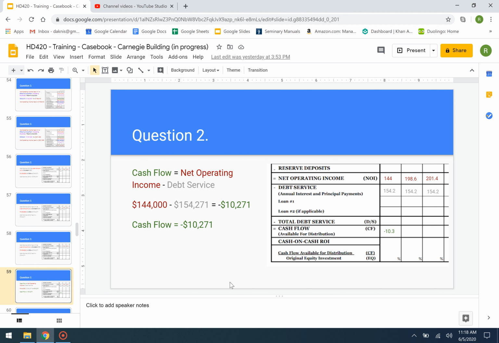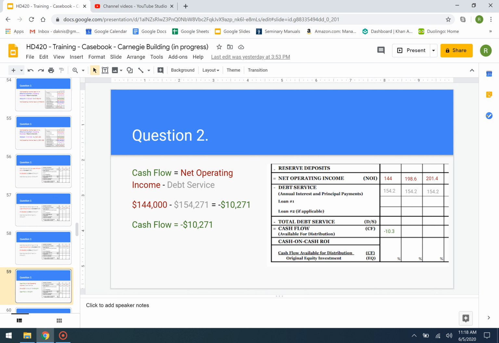Now, cash flow is determined based off your net operating income minus your debt service. So your NOI is moving around while your debt service is staying the same. That means that your net operating income is going to influence your cash flow. So for year 1, it's 144,000 minus 154. So you come up with a negative 10,271.